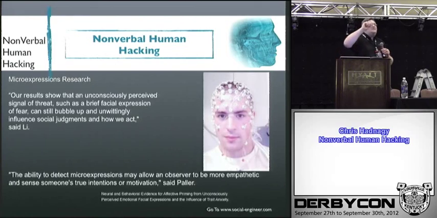The name of the study is Neural and Behavioral Evidence for Effective Priming from Unconsciously Perceived Emotional Facial Expressions and the Influence of Trait Anxiety. That's the name of the study. I can blow that up later if you want to write that down, or you can find it online.